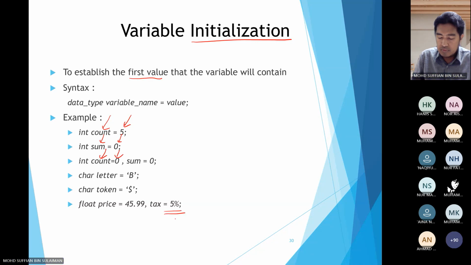Why is this wrong? Are you sure this is correct? Tax 5%. Actually, the compiler would not recognize it, because that's a modulus operator. This is modulus, don't be confused. So the compiler would not recognize it as a percentage. So you need to change it to 0.05. Okay, the rest is okay.